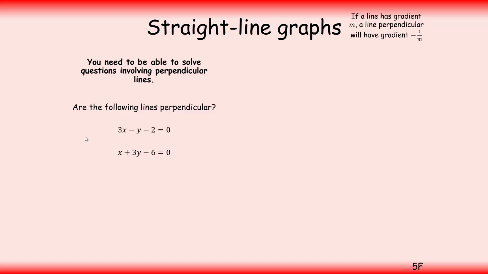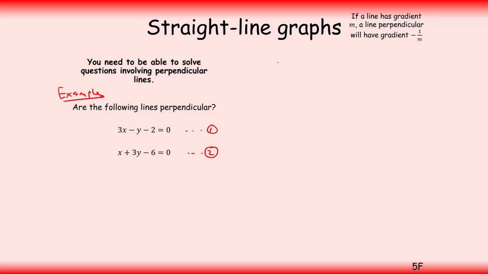Okay, so this example we've got here, let's write example. Are the following lines perpendicular? How can we tell if they're perpendicular? Well, if they're perpendicular, then the product of their gradients is going to be minus 1. So if we find their gradients, then that can help us.